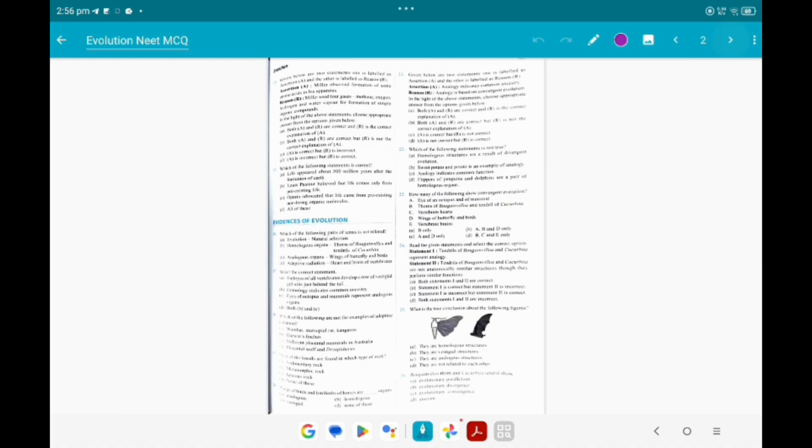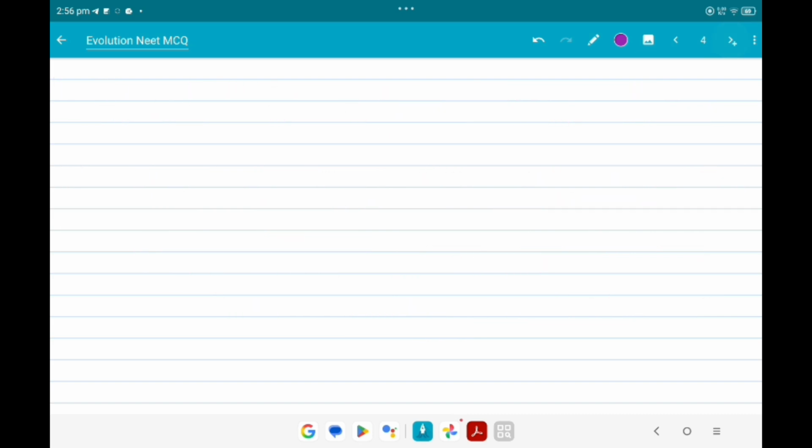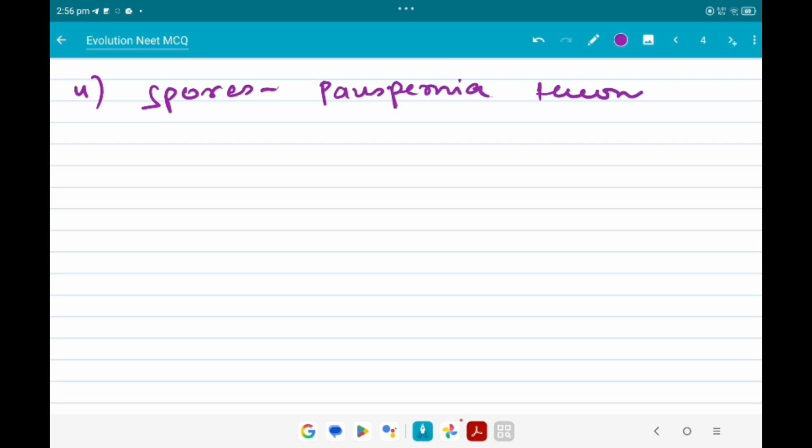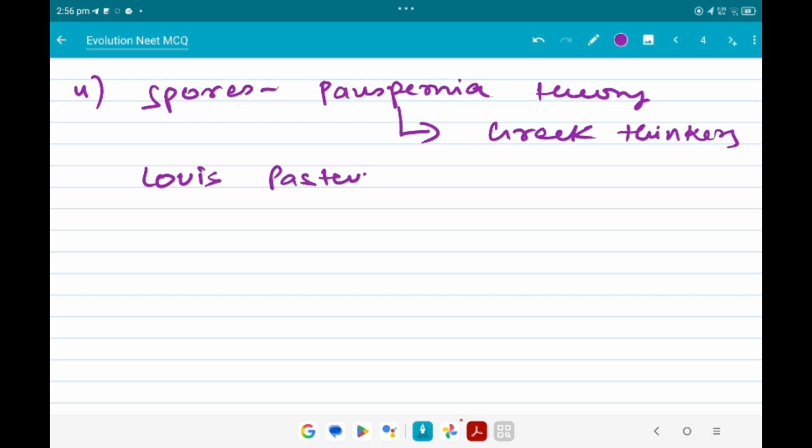Why? Because spores relates to the panspermia theory, and this was proposed by some Greek thinkers. But Louis Pasteur gave the theory of biogenesis.